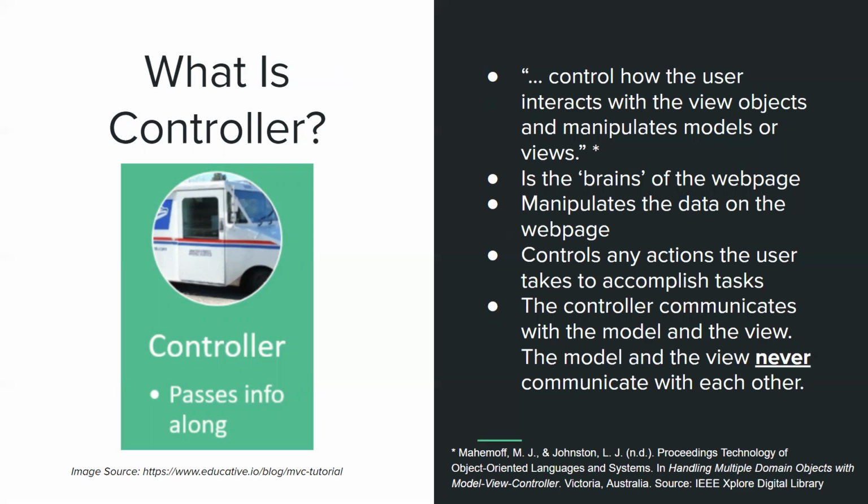The controller communicates with the model and the view. The model and the view never communicate with each other. That is important to note. Anytime communication has to happen in the model view controller design pattern, the controller is responsible for communication. It talks to the model, it will talk to the view, but the model and view never actually talk to each other. The controller is the one that passes along the information. It is the one that does the communicating.